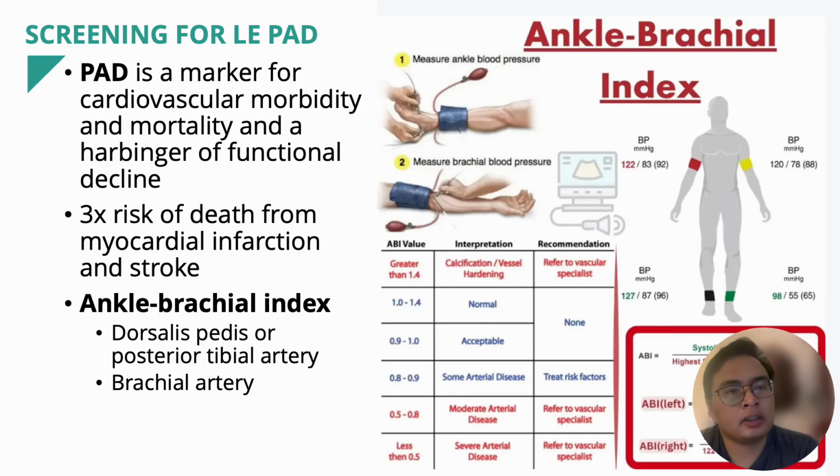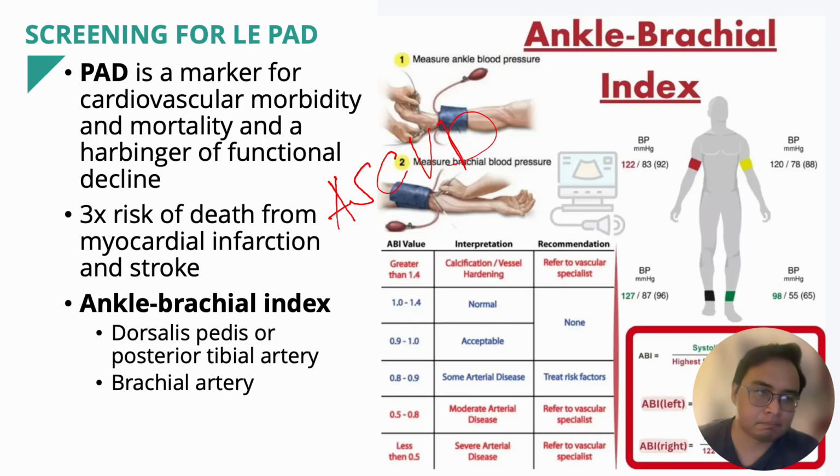Okay? So, peripheral arterial disease is a marker for cardiovascular morbidity and mortality. It's a harbinger for functional decline. If you have peripheral artery disease, you are at 3 times risk of death from myocardial infarction as well as stroke. Because, as I have mentioned, these are all part of the same pathophysiology, which is atherosclerotic cardiovascular disease.